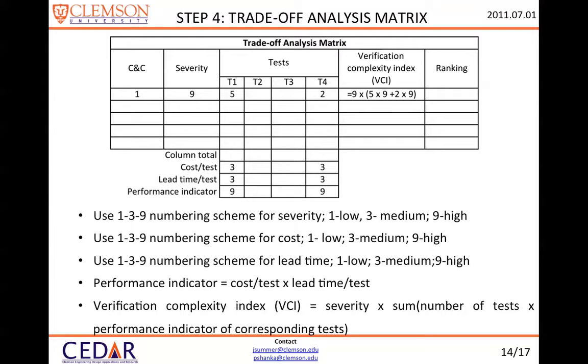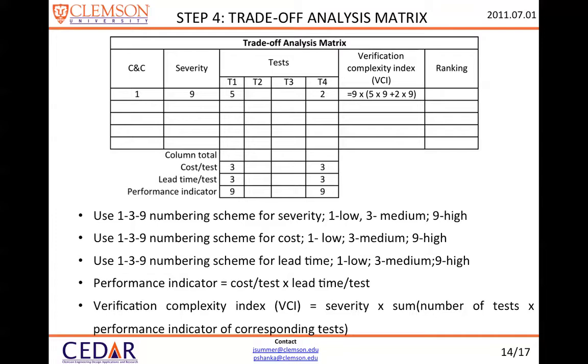Say your project lead time itself is 45 days. And one of the tests takes the longest, that is 15 days. Then I would rate this test as 9 and rate the other tests relative to this. So once I have this information, then I can go ahead and calculate the performance indicator, which is the product of cost per test and lead time per test.